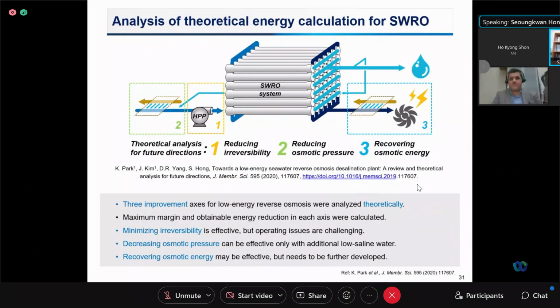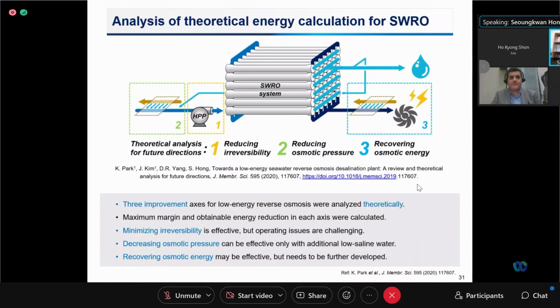Following up our analysis of current energy consumption in SWRO desalination plants that I have discussed so far, we performed theoretical analysis and extensive review, and three directions were proposed for improving energy efficiency of the SWRO process. Number one, minimize irreversible work of the high pressure pump. Number two, decrease the osmotic pressure of the feed. And number three, recover osmotic energy from reverse osmosis RO concentrate.